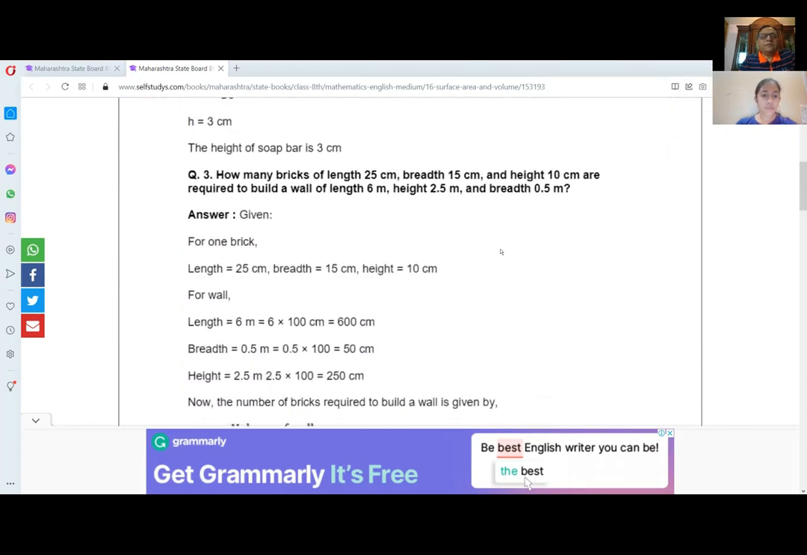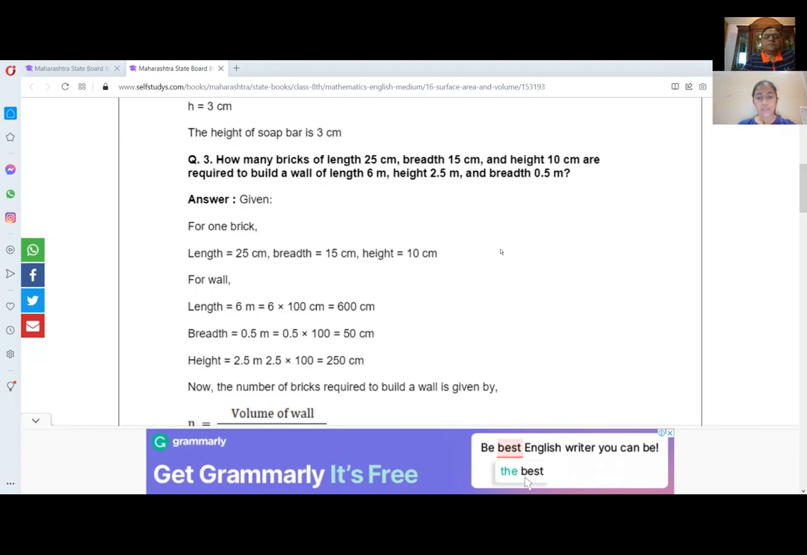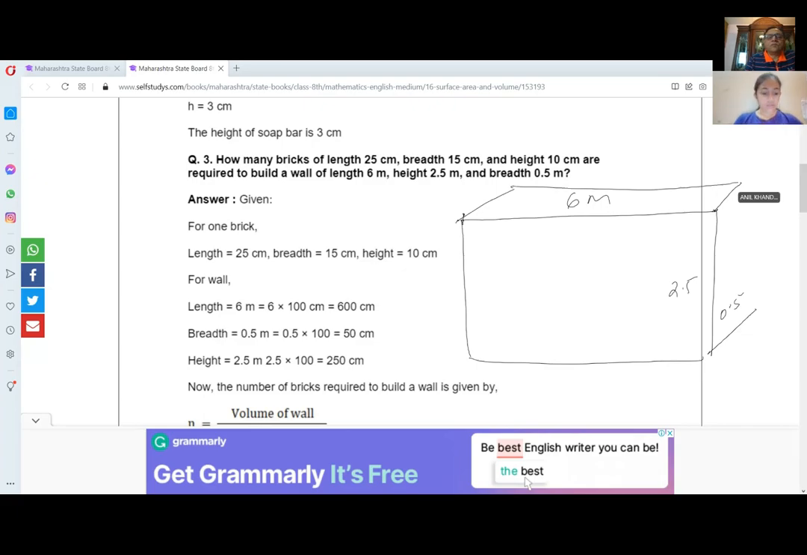Question number 3. Can you please read it? How many bricks of length 25 centimeter, breadth 15 centimeter, and height 10 centimeter are required to build a wall of length 6 meter, height 2.5 meter, and breadth 0.5 meter? How will you do it? First we multiply 25, 15, and 10.